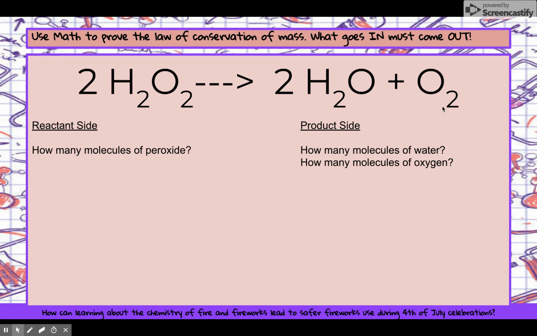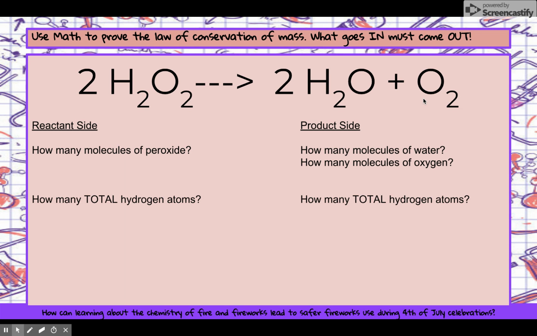But what about oxygen? Oxygen doesn't have a number out front. There's nothing here. The only molecule is O2. And remember, this little number doesn't tell us about the number of molecules, only the number of atoms. No number out front is an understood 1. So there's 1 molecule of oxygen.